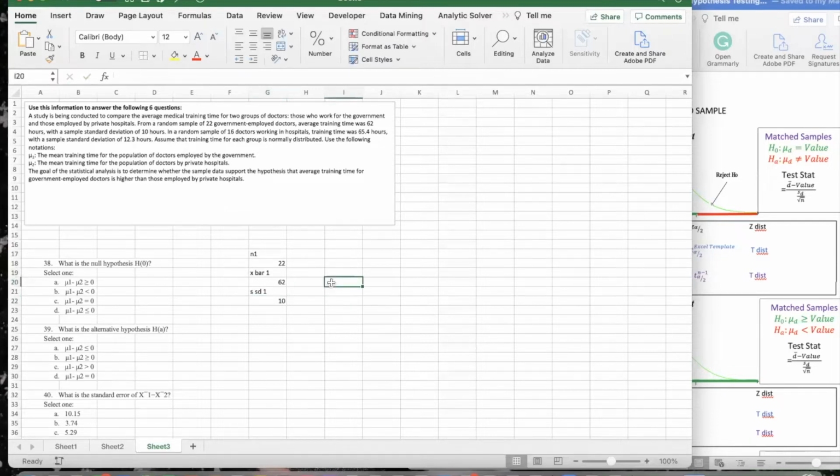All right. What else do we have? So we have another sample of 16. So that's going to be our N2, 16. X bar 2 is 65.4. And our sample standard deviation of 12.3. So SD2, so sample standard deviation 2 is 12.3. Okay. So that is what we got.